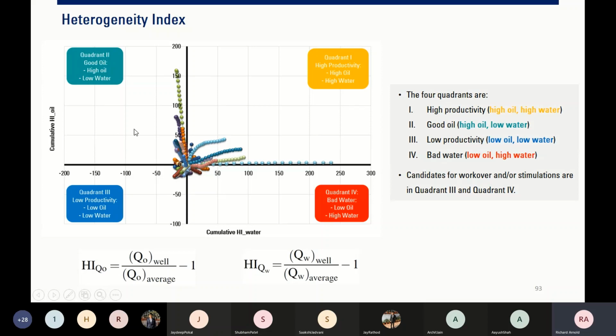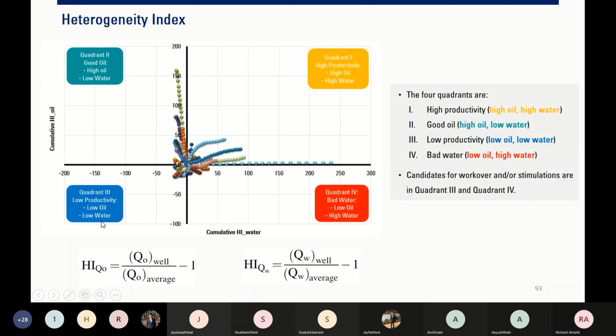And you can know right away using this analysis, using your software maybe, or you can also construct your spreadsheet to construct heterogeneity index analysis. You can know which wells are within this quadrant 2, which are the best wells for you. But quadrant 3 and quadrant 4 are quite problematic. Quadrant 3 gives you low productivity wells, low oil, and low water, which means that wells within this quadrant need stimulation.